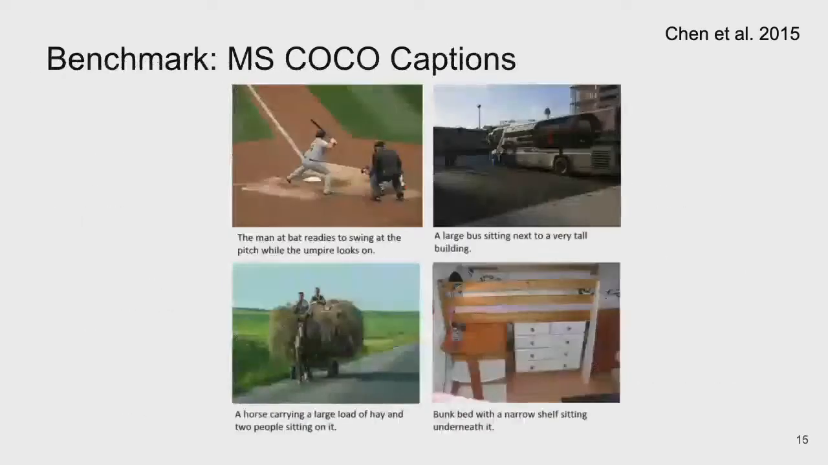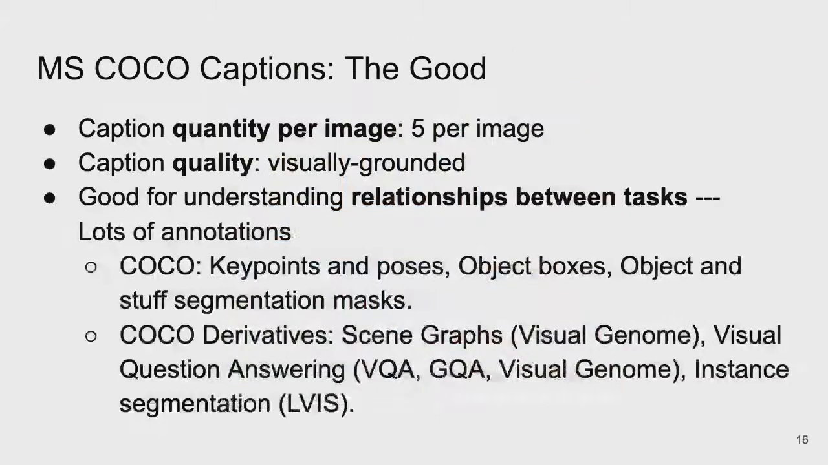Right, so what's good about this? You can look at the captions, they're pretty good. In terms of quantity per image, it's good: there are 5 per image. Quality is pretty good, it's a human-curated data set. And it's also good for understanding relationships between tasks, because people just keep annotating COCO. There are keypoints and human poses, boxes, and segmentation masks on top of COCO. And people build data sets on top of COCO. Visual Genome is COCO based, visual question answering is COCO based. VQA, GQA, and Visual Genome have their own question answering. And there's a new data set in segmentation that is based on COCO again.